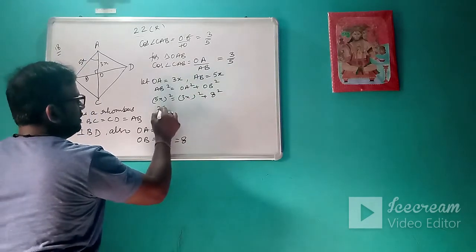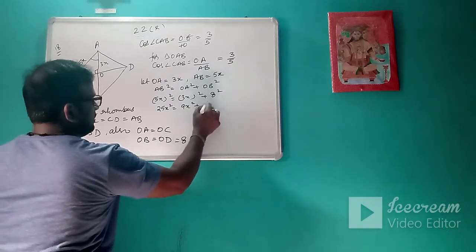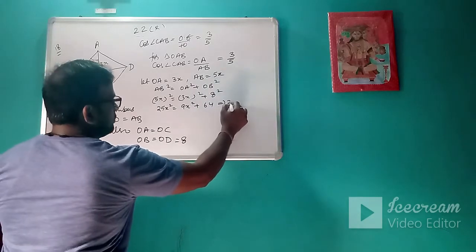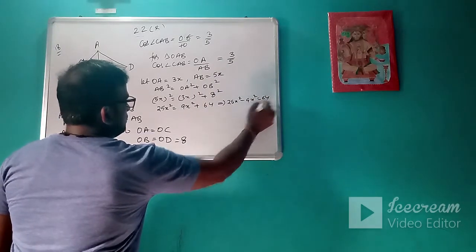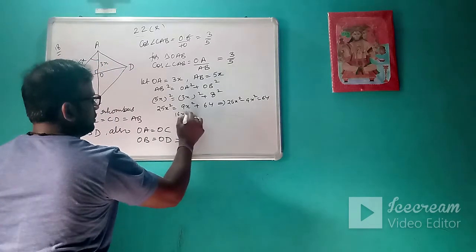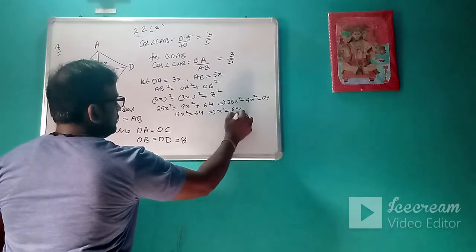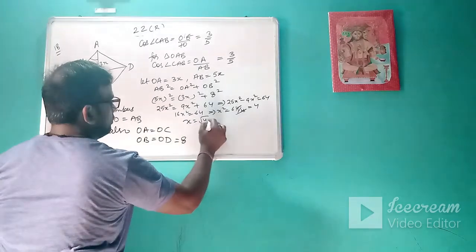So it will be 25x square, 9x square plus 64. So it will come here. That means 25x square minus 9x square equal to 64. So 16x square. So x square equal to 64 upon 16, that is 4. So x will be square root of 4, that is 2.